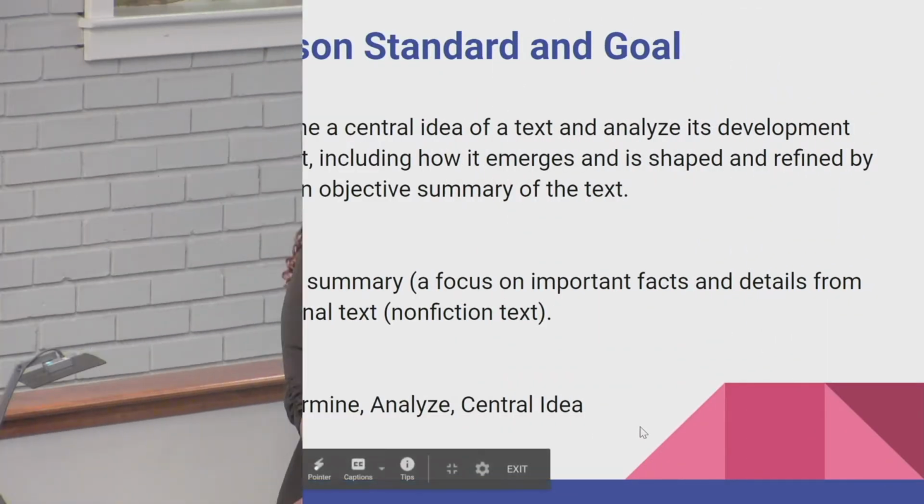Our standard for today is ELA GSC 9-10 RI2. Determine the central idea of a text and analyze its development over the course of a text, including how it emerges and is shaped and refined by specific details. Provide an objective summary of the text.